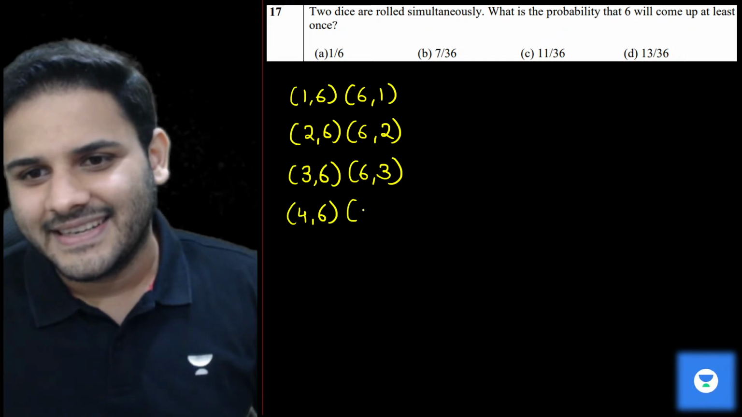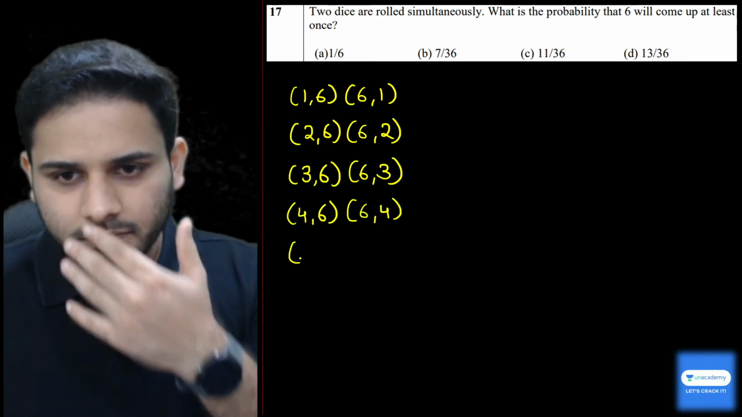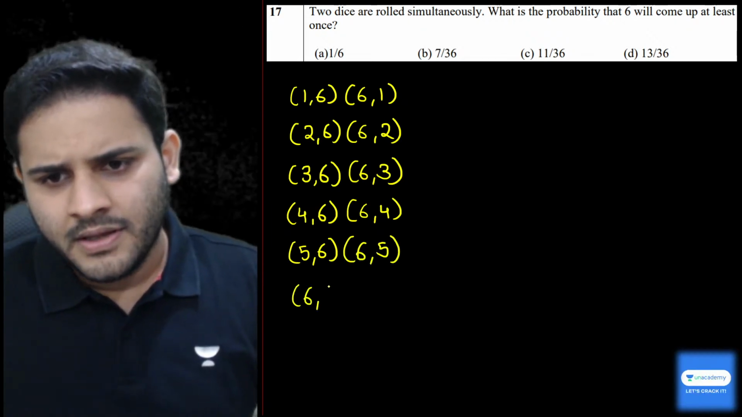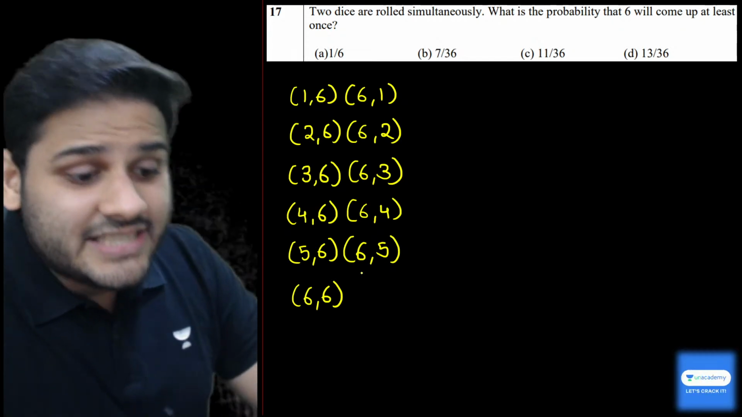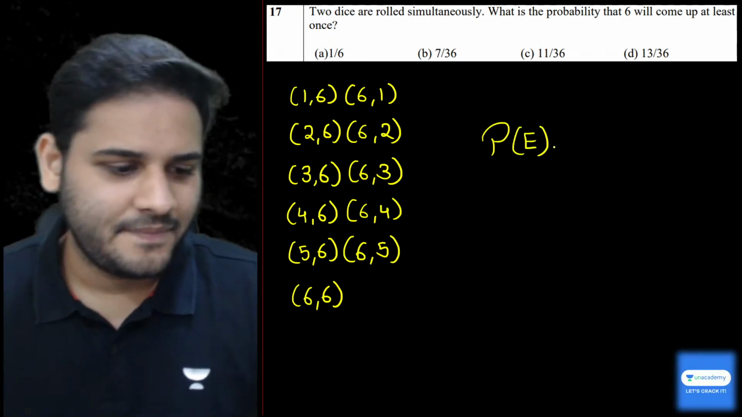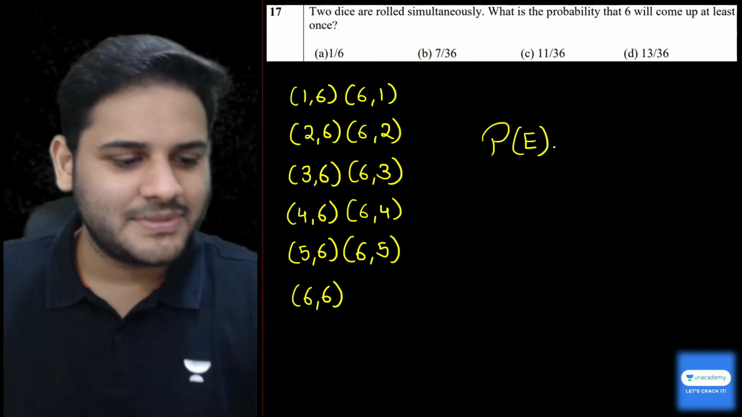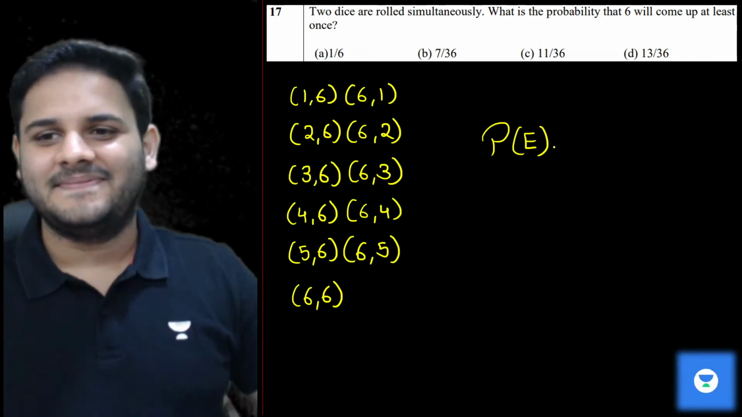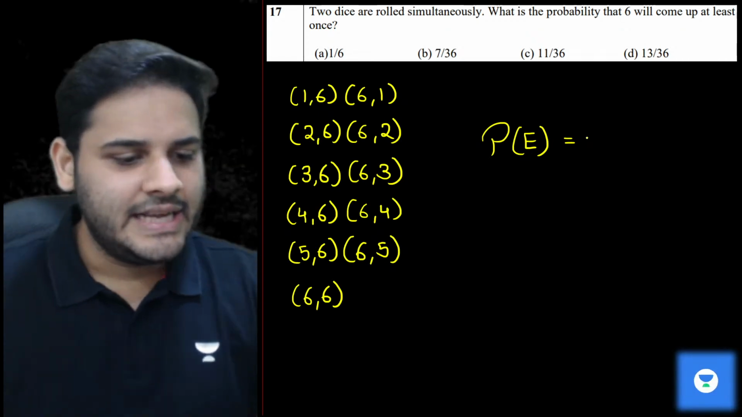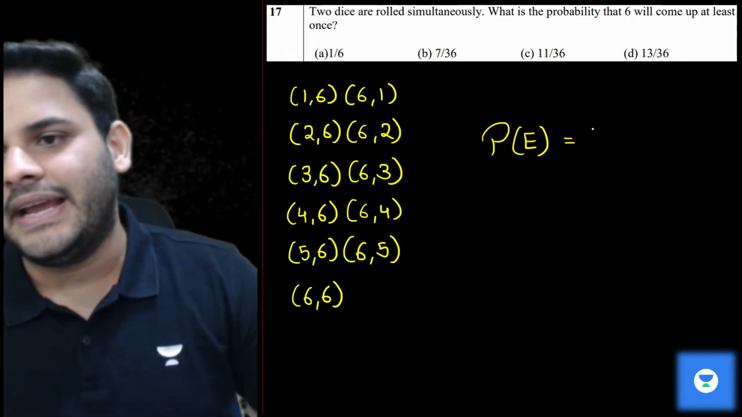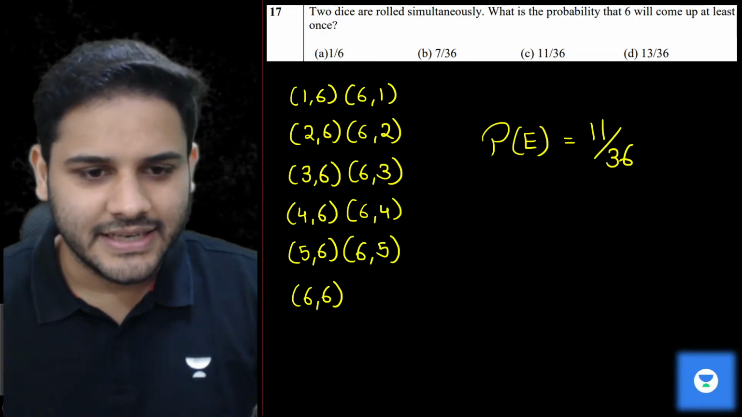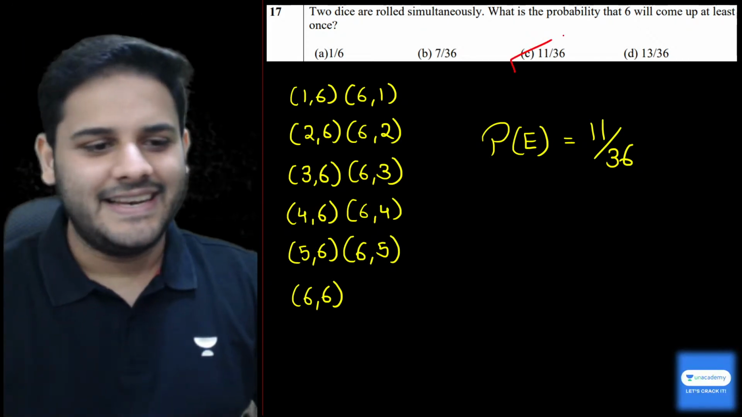4,6, 6,4, 5,6, 6,5, 6,6. At least once they are mentioned. So how many possible outcomes are there? 1, 2, 3, 4, 5, 6, 7, 8, 9, 10, 11. So the correct answer is 11 divided by 36. That is the total number of outcomes. So the correct answer is C. Next वाले पे चलते हैं.